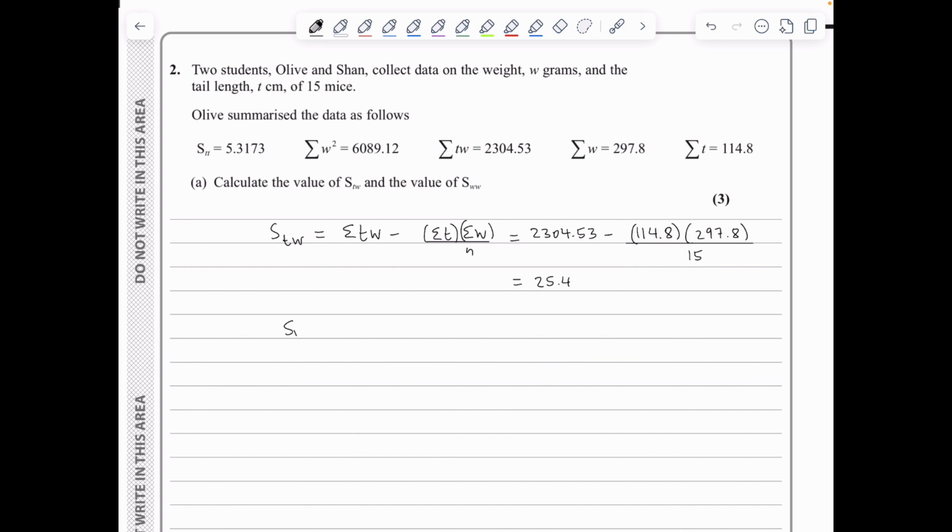And for SWW, this is equal to sigma W squared minus the square of sigma W divided by N, which is equal to 6,089.12 minus 297.8 squared divided by 15. This is giving an answer of 177.